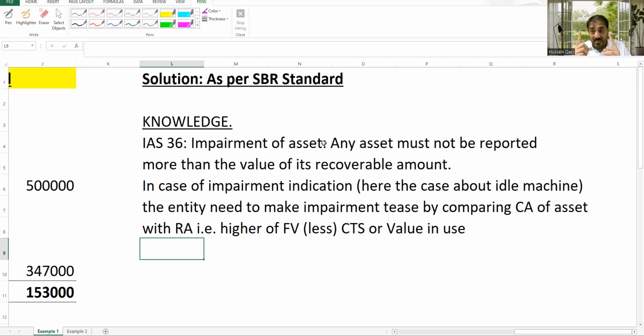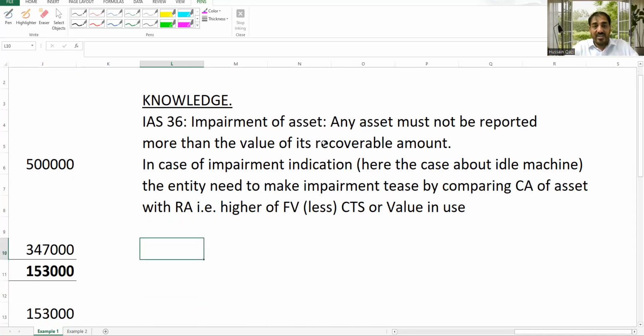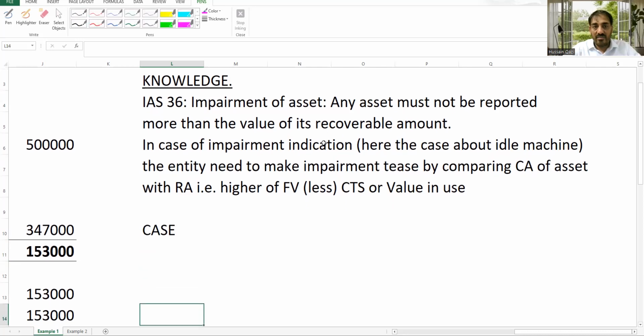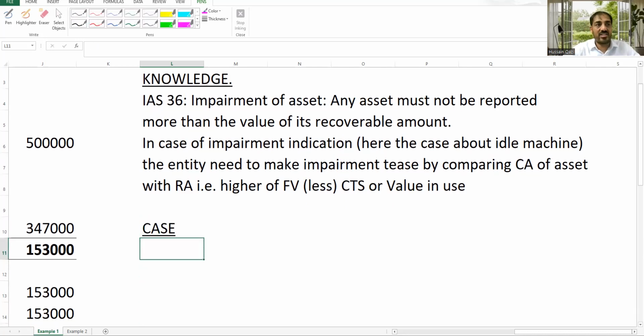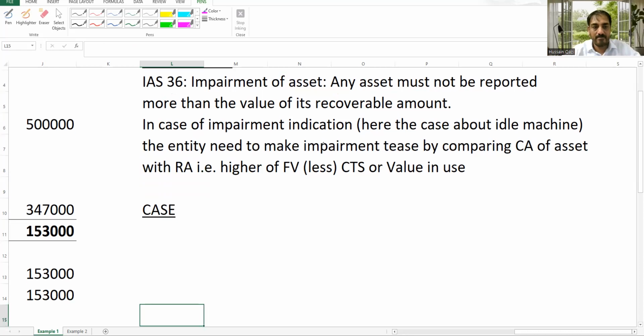The very first thing, your presentation must mention the knowledge. So you must refer to the knowledge, then you will start the case. First mention the knowledge, then the case. Case means you first tell your audience that this is the principle, this is the rule by IFRS, and here the case is about, and you mention the things accordingly.